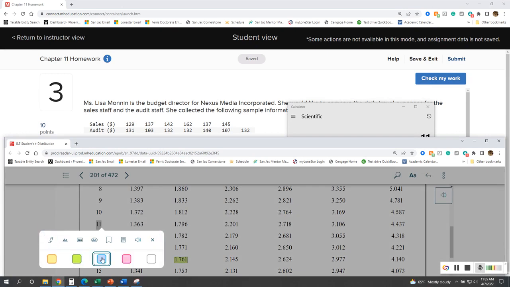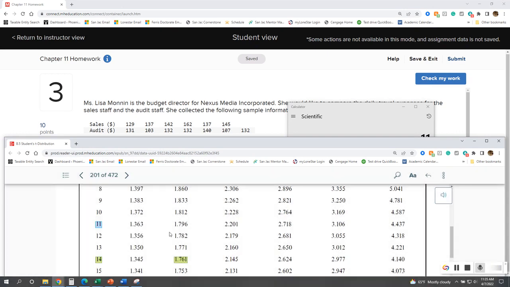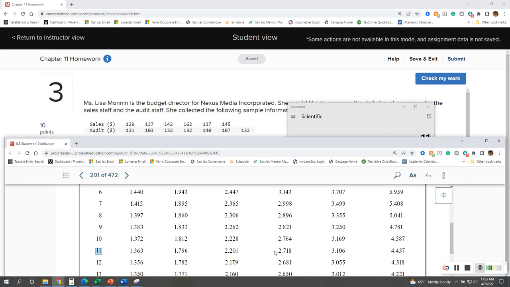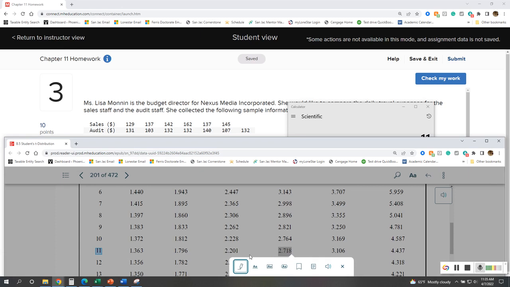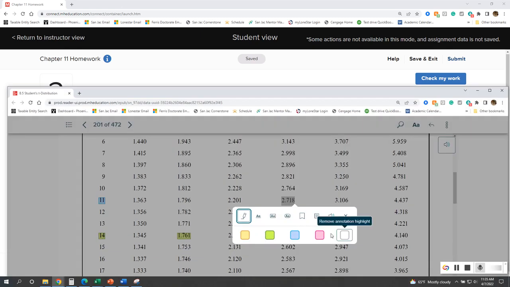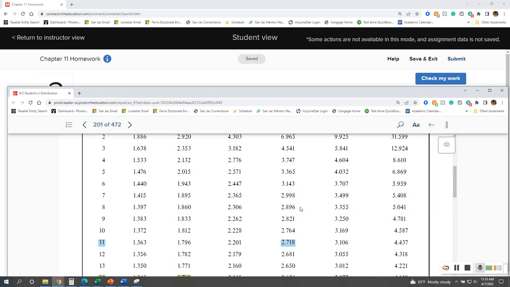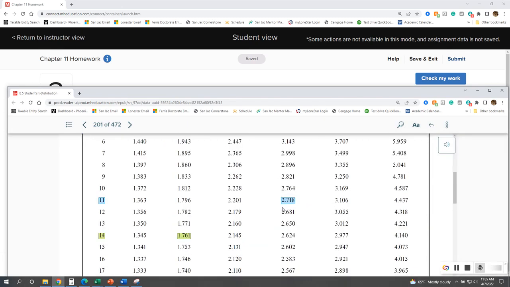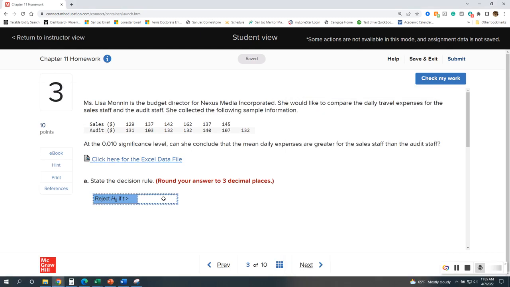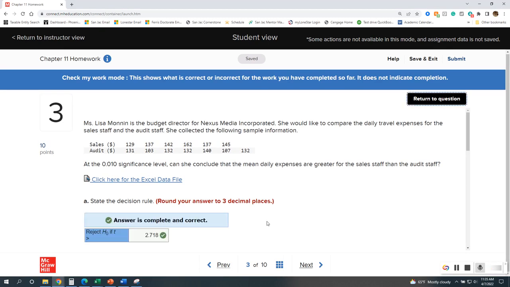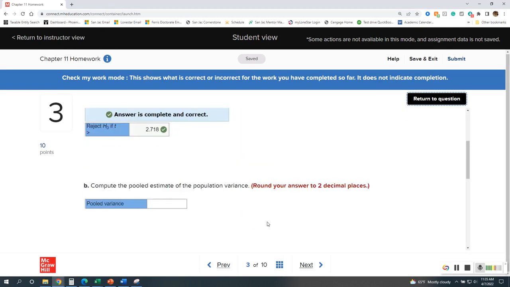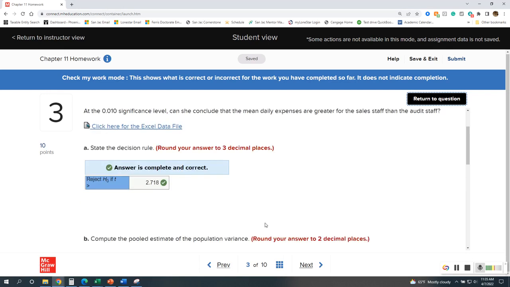So remember, this is where we find our p-value as well, our probability statistic. So 1, 2, 3, 4. So we should be looking at 2.718. Double check. Yep. So 2.718. There we go. This time, not taking the wrong numbers.